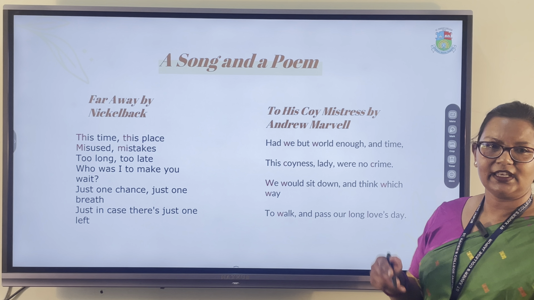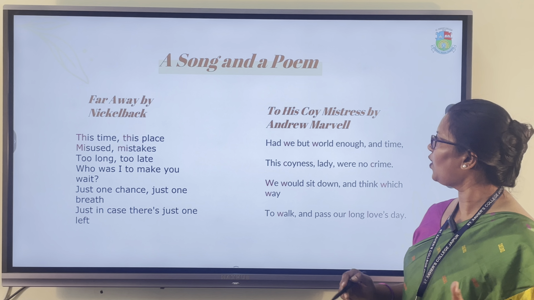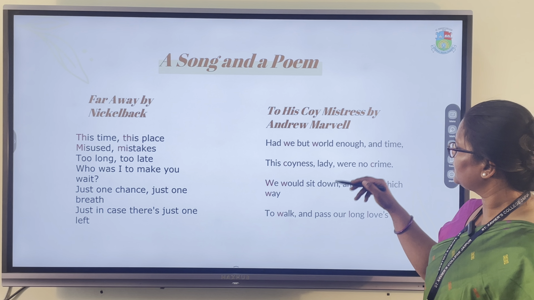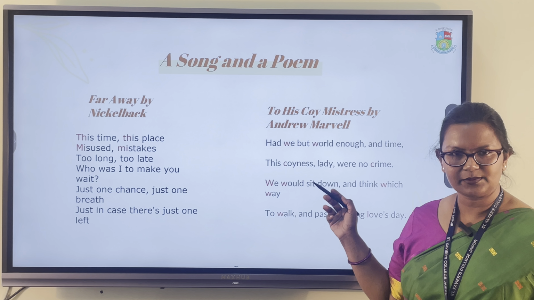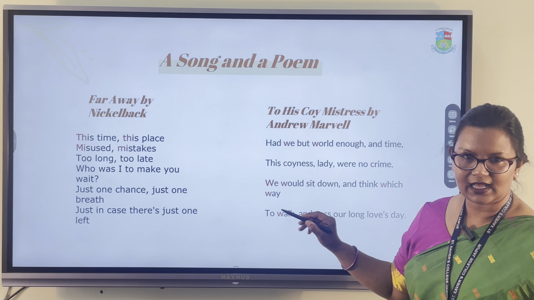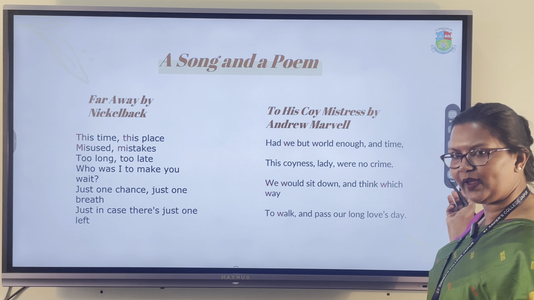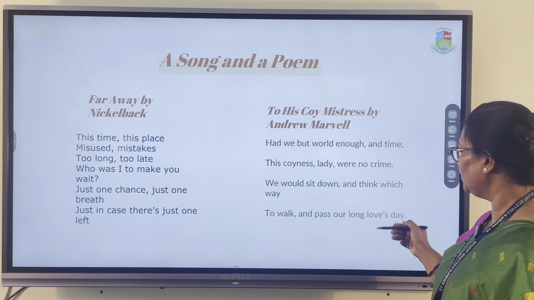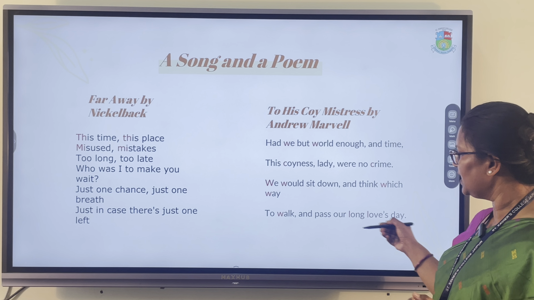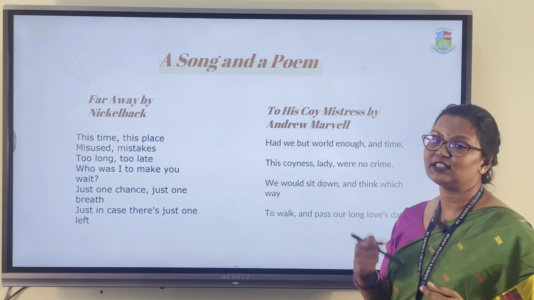If you look at this very literary example by Andrew Marvell in his famous poem To His Coy Mistress: Had we but world enough and time, this coyness lady were no crime. So we see how he uses the w sound and the k sound in the first two lines. We would sit down and think which way to walk and pass our long love's day. In the last two lines, he uses the w sound and also the l sound. So the repetition of any sound lends music.